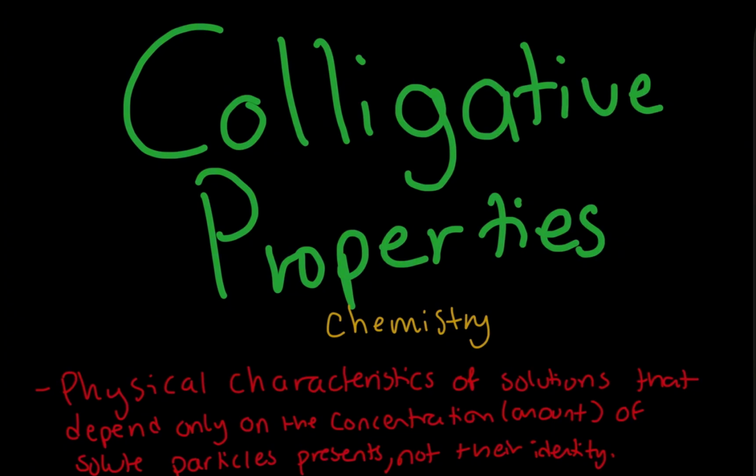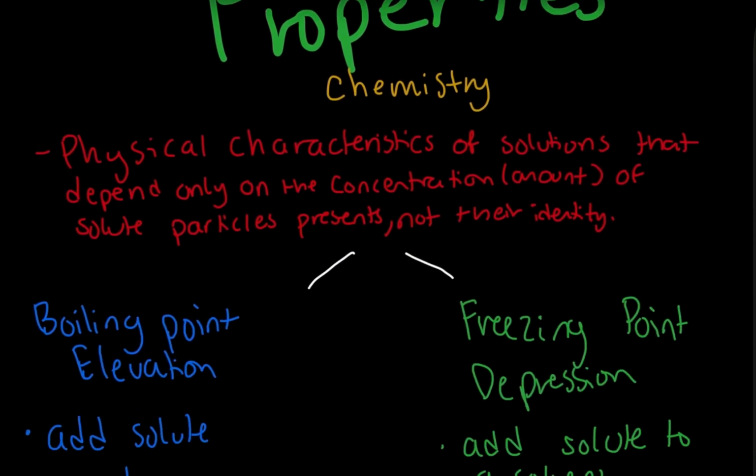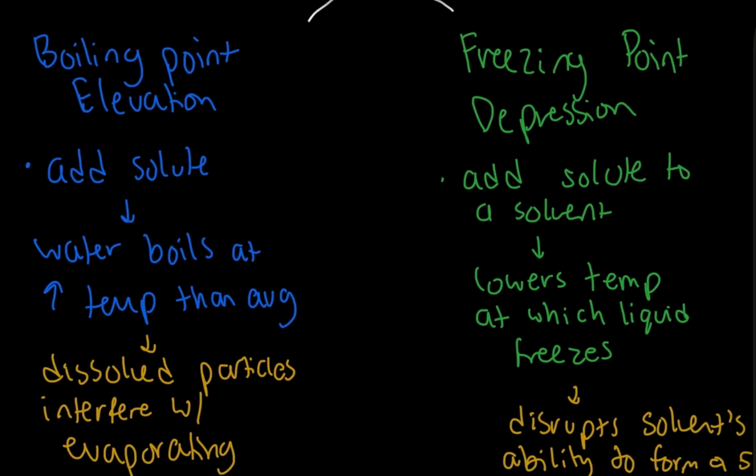Today we're going to be talking about colligative properties in chemistry. Colligative properties are physical characteristics of solutions that depend only on the concentration or amount of solute particles present, not their identity. There are two main types of colligative properties: boiling point elevation and freezing point depression.